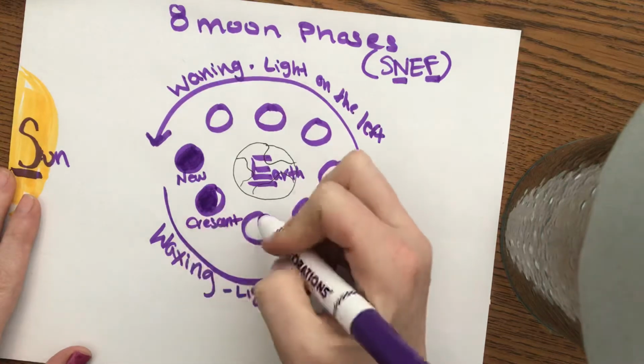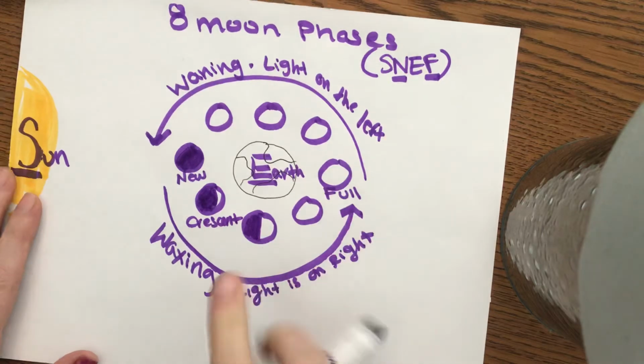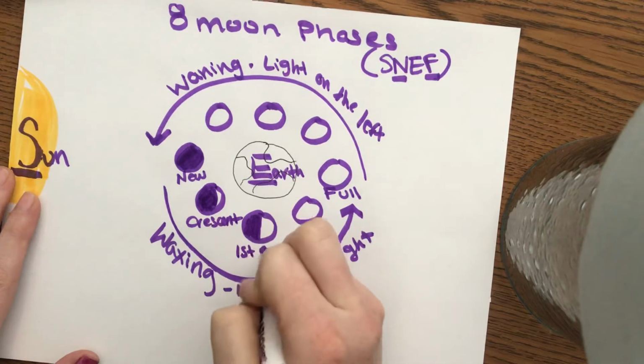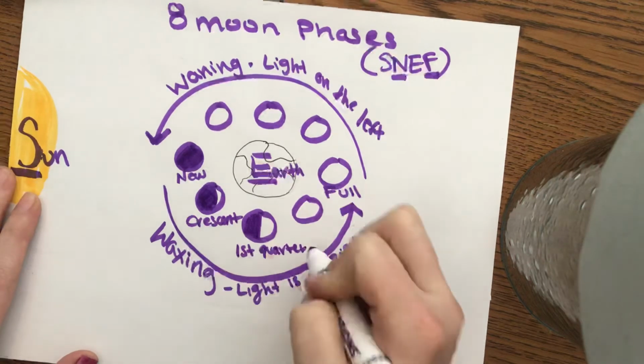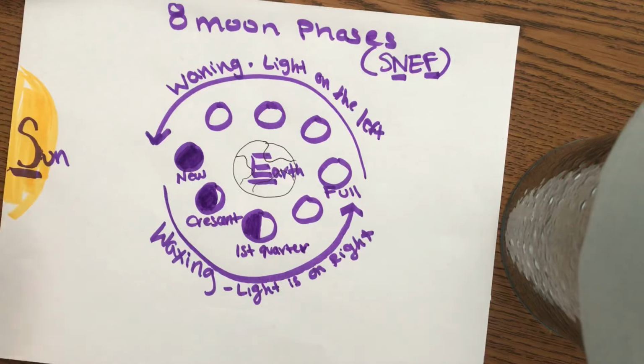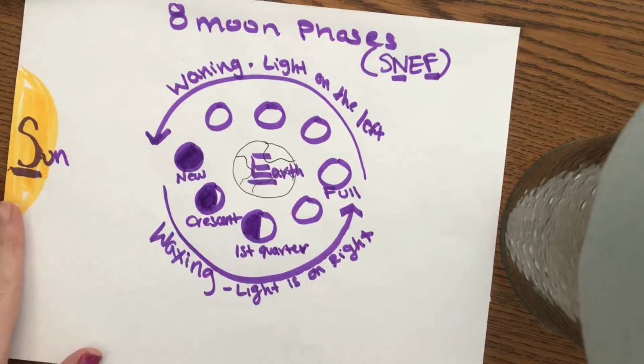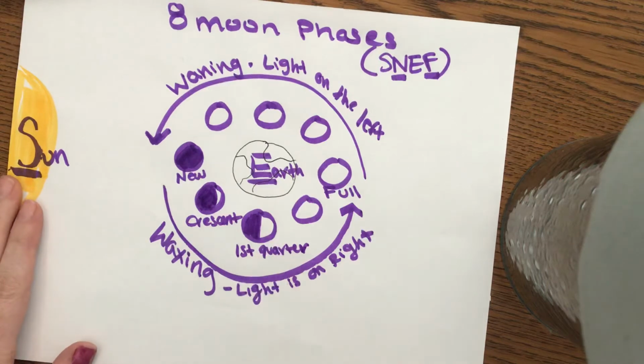After that, we get about half the moon lit up. And what we call this is our first quarter, because a quarter of the moon is lit up. Even though it looks like half, it's really only a quarter because we always only see 50% of the moon. So only half of that is lit up. That means we have a quarter. And the first quarter, the light is on the right.